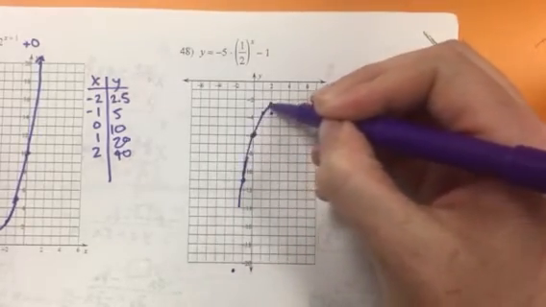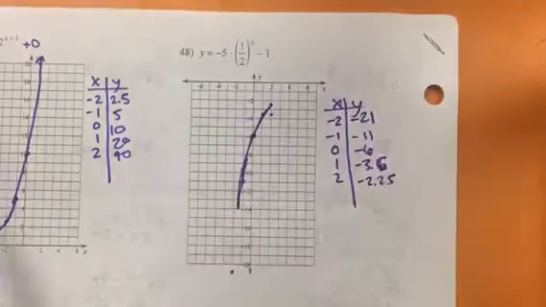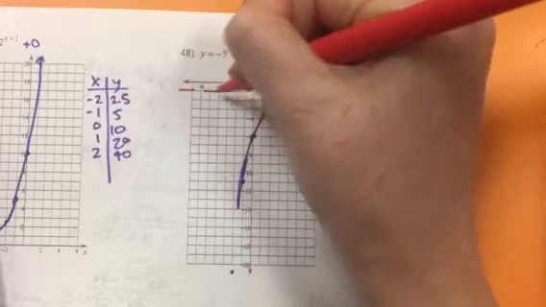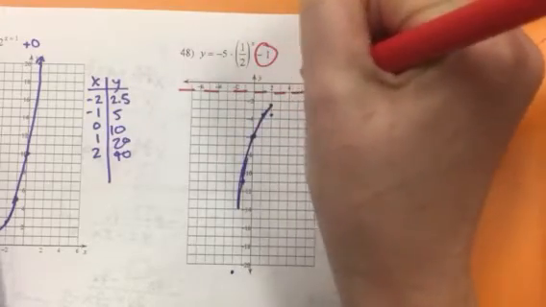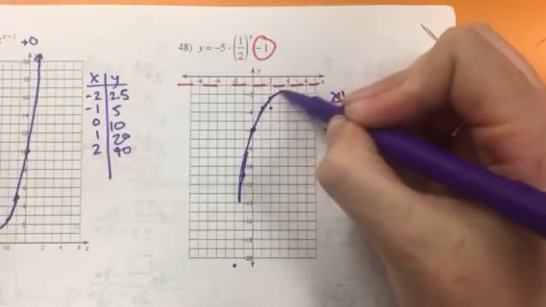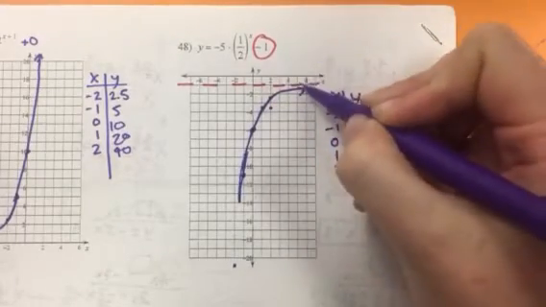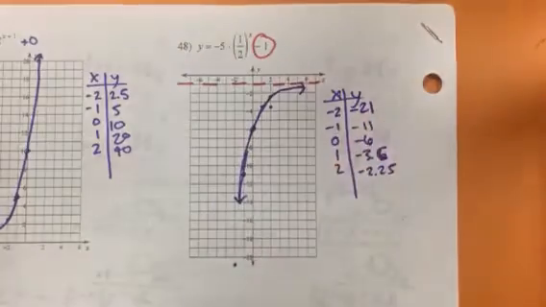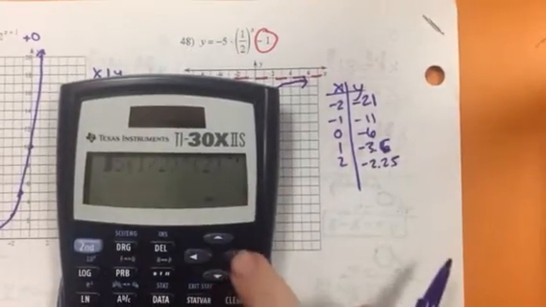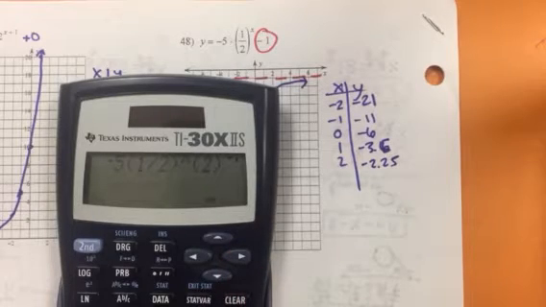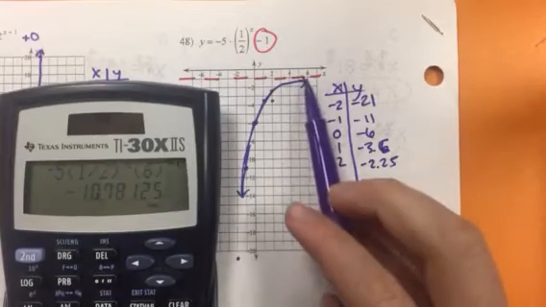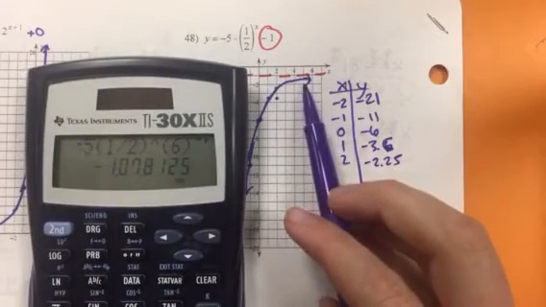Now I have to double check where my asymptote is. My asymptote is at negative 1, which means it cannot cross this line at negative 1. So my graph has to curve along that asymptote. And if I were to keep plugging in numbers to my equation, if I were to plug in, let's say, 6, it would approach negative 1, but it wouldn't touch it.